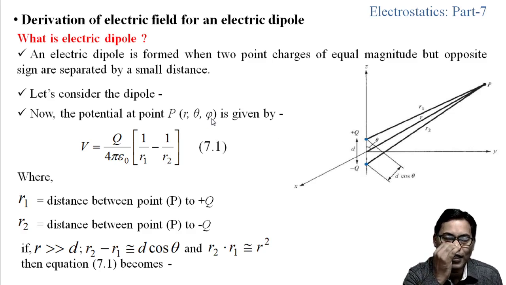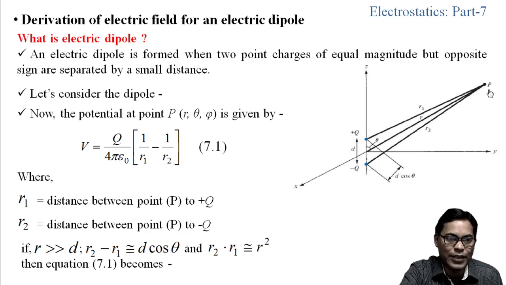In the last lecture we saw that if we can calculate the potential at a point, then we can easily find the electric field intensity at that point by the relationship E equals minus grad V. Here we are going to use the same idea. First we calculate the potential at the point P due to the dipole. Then, using the relationship between electric field intensity and potential, we can find the electric field intensity at the point P.